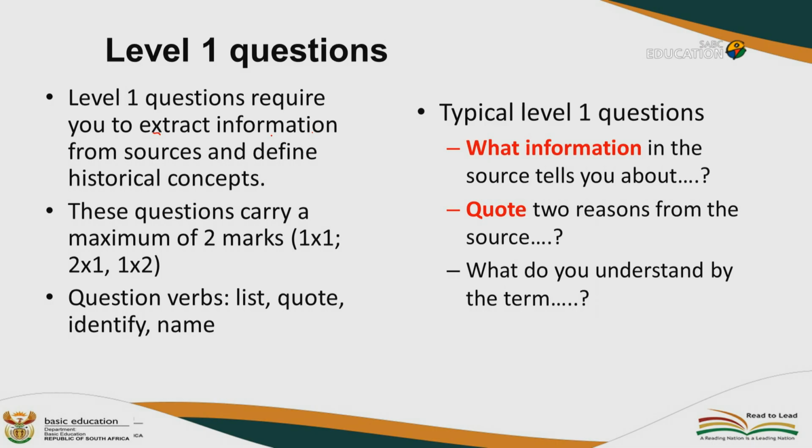You don't have to think it out. You don't have to look for it or interpret it. You just have to quote it from the source itself. Now, mostly the level 1 questions carry a maximum of 2 marks. They normally say 1 times 1. Once the question says 1 times 1, it means the answer is to be extracted from the source. Once you see 2 times 1, know that there are 2 things that I must take out from the source.